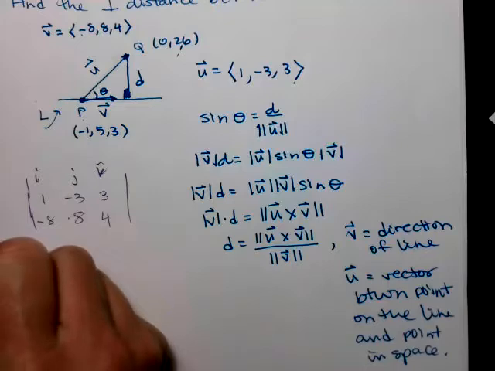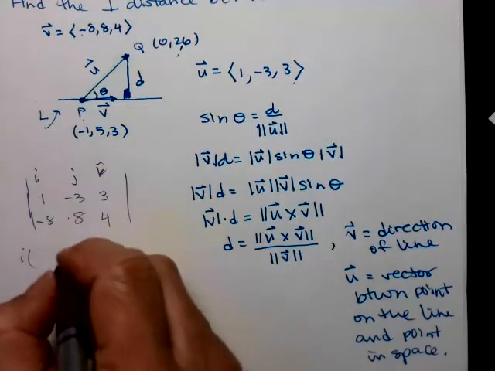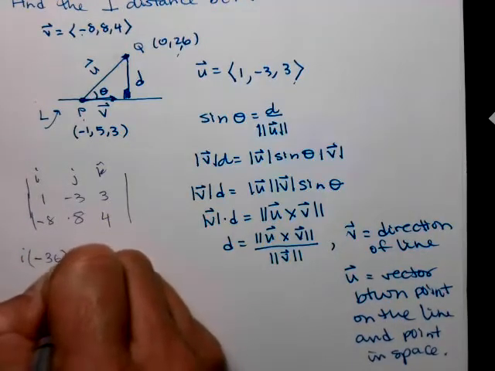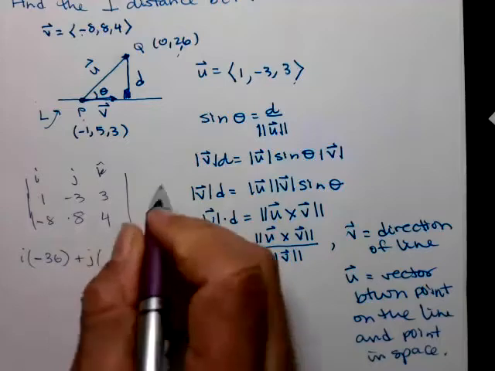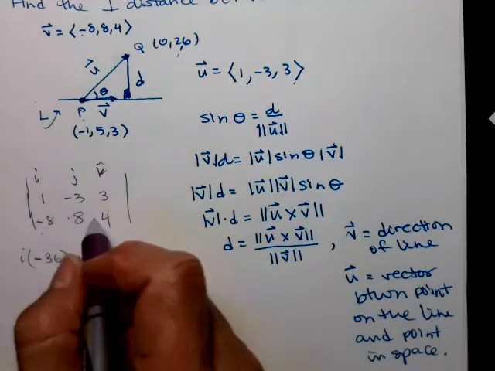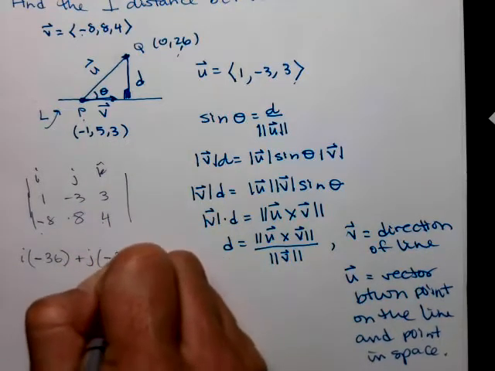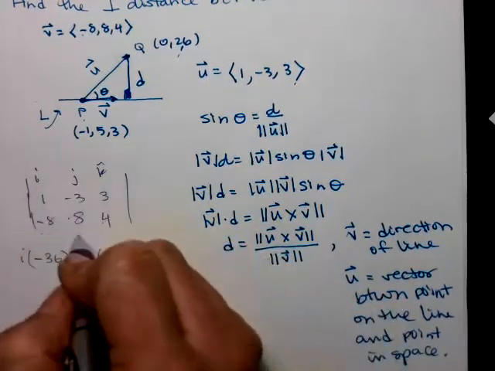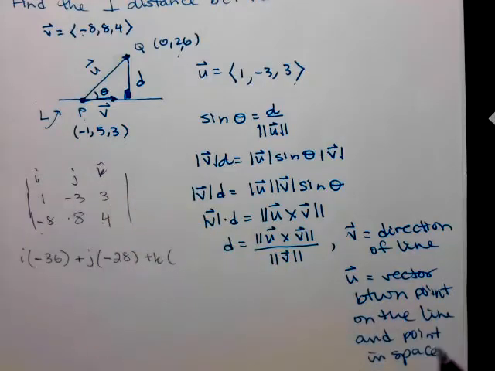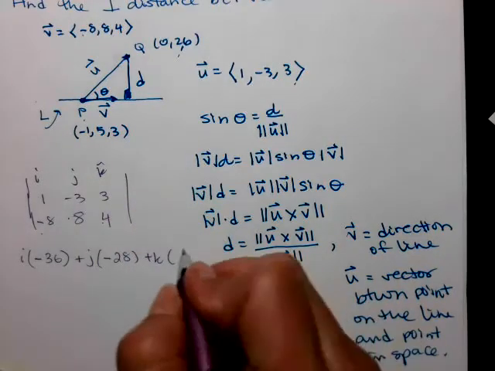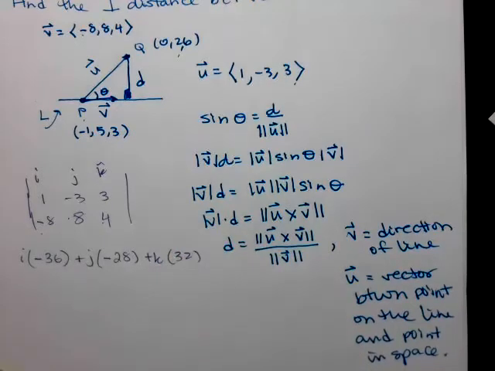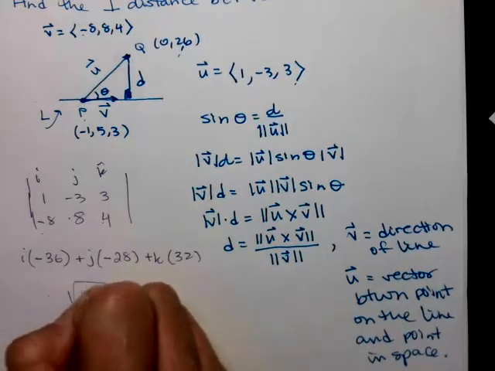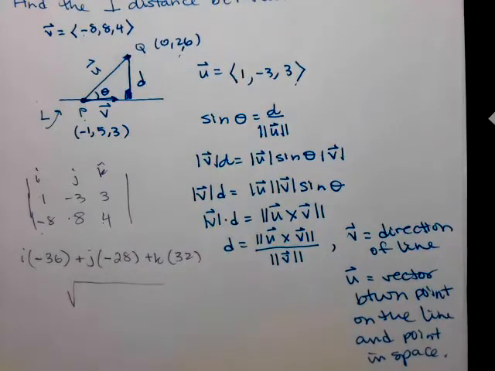Okay, so do your expansion. So I, -12 minus 24. Plus J, I'm going to go backwards, -24 minus 4, and K, 8 plus 24. You guys are watching my math too, right? Making sure I didn't make a mistake there. So 32. So there's U cross V. I just need its length. So we'll find the length of U cross V.